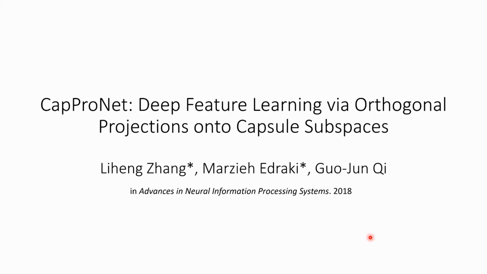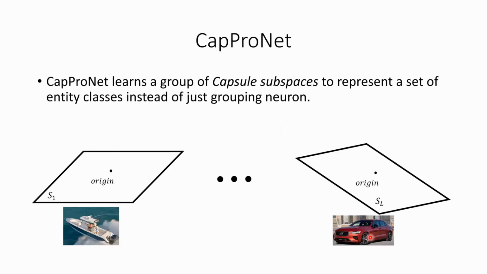Now we can introduce CapProNet, which uses the idea of subspace capsules in supervised image classification. This is a joint work with my colleague Li Heng and Dr. Gu Junqi. Basically, in CapProNet, we learn a group of capsule subspaces to represent a set of entity classes instead of just grouping neurons. Consider a classification problem that has L classes. In CapProNet, we learn L different capsule subspaces and model the variation in properties of each class in one capsule subspace. So here for class boat, we learn one subspace, and so on and so forth, till the last class, where we have another subspace for class car.